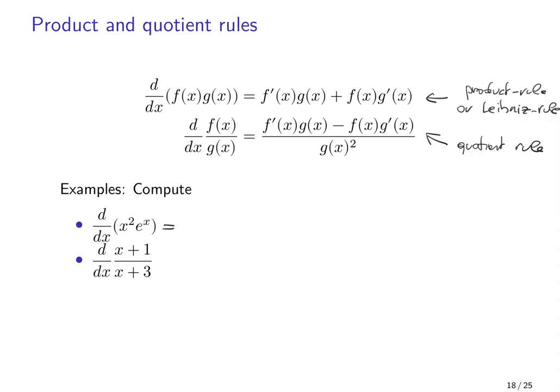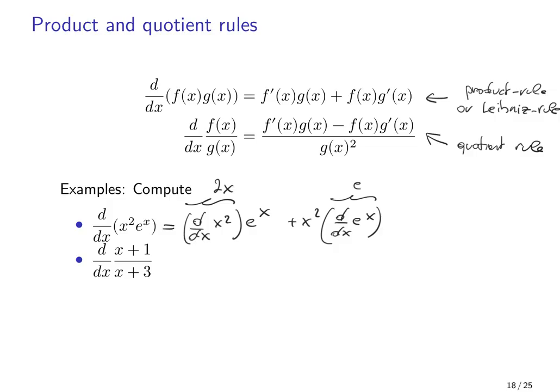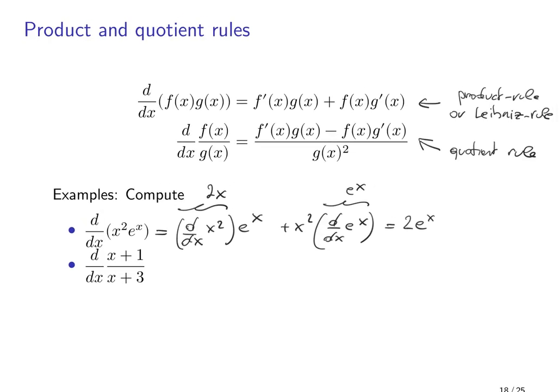Here we have d/dx of x squared times e to the power x. So that's d/dx of x squared times e to the x, plus x squared times d/dx of e to the power x. Now, the derivatives on the right hand side we can compute. The derivative of x squared is 2 times x. The derivative of e to the power x is e to the x. So finally, we are left with 2 times e to the x times x, plus x squared times e to the x.